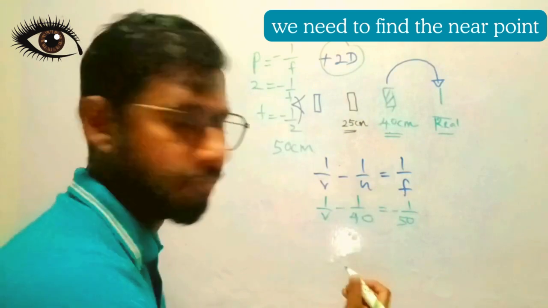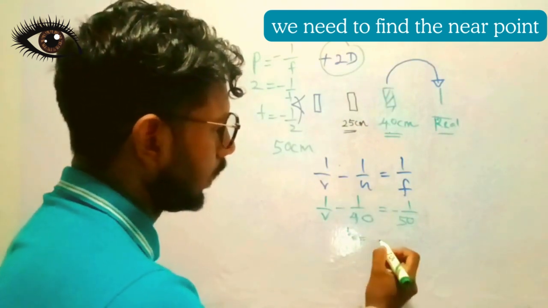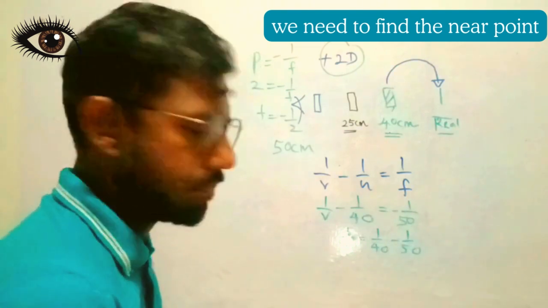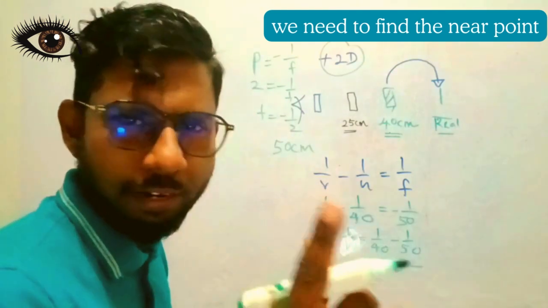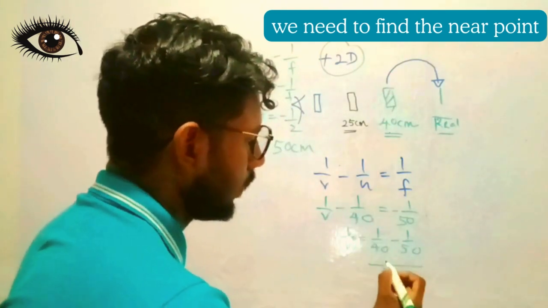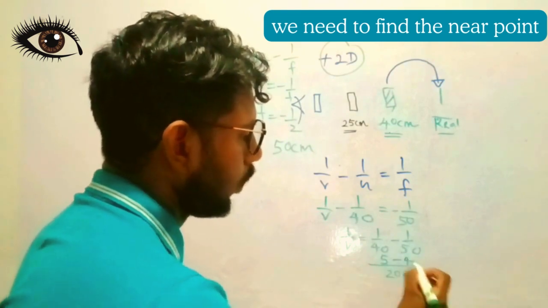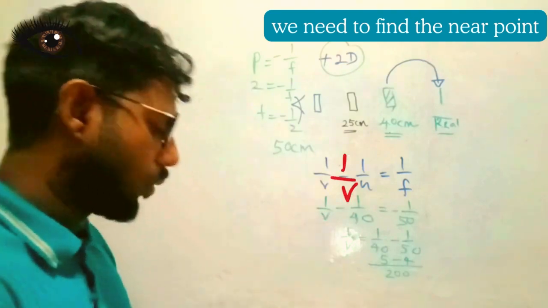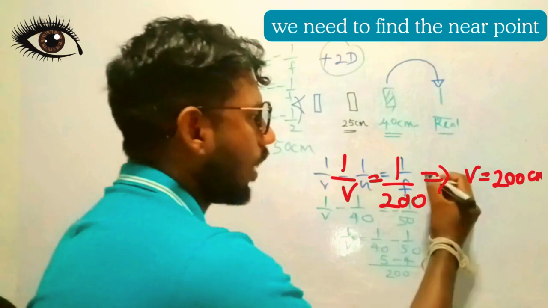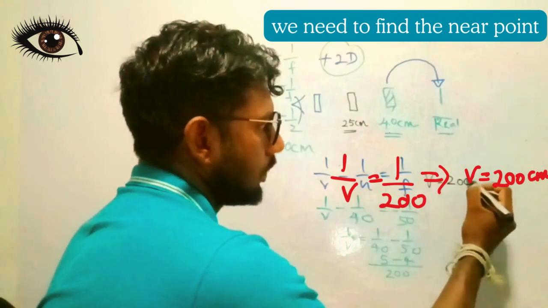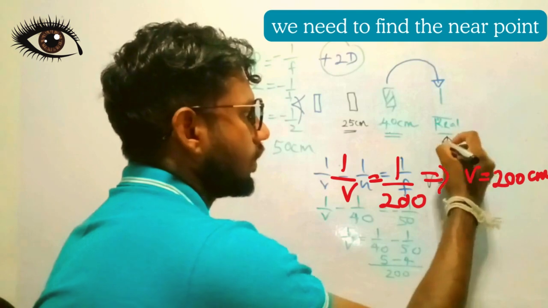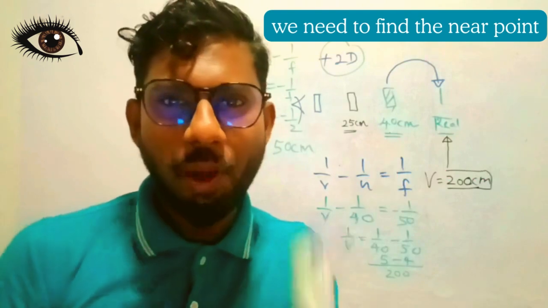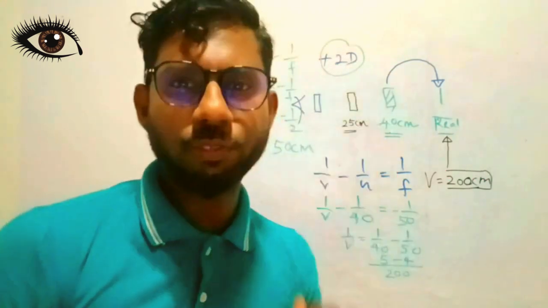Let's do the simplification now. 1 over v equals 1 over 40 minus 1 over 50. I hope you can see it. Let's take the common denominator, 200. It's 5 minus 4. You can see it's 1 over 200. Let's take the reciprocal value. Then we get v equals 200 centimeters. That means the real near point is at 200 centimeters. Right, now we have the real near point. Now we can get into the question.